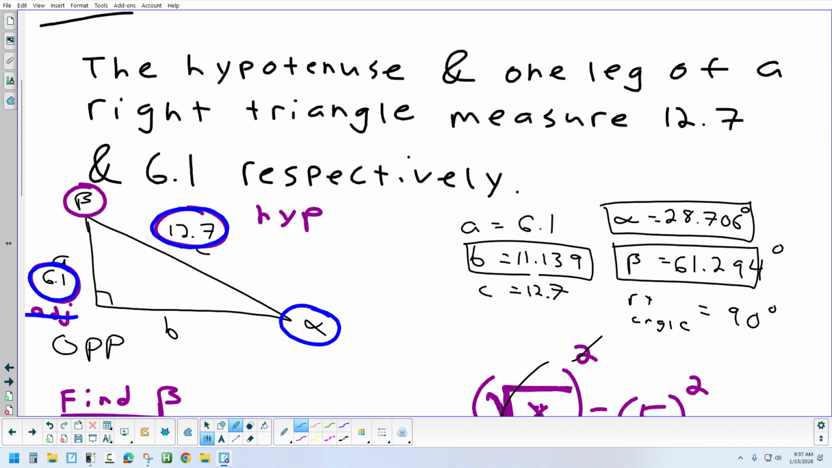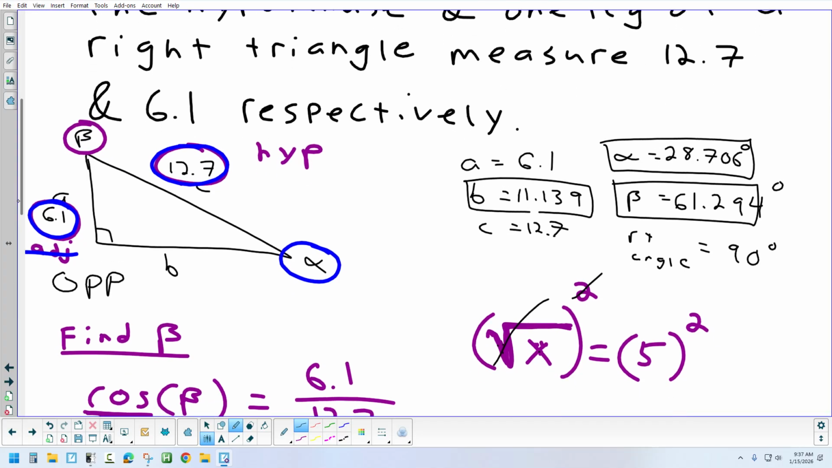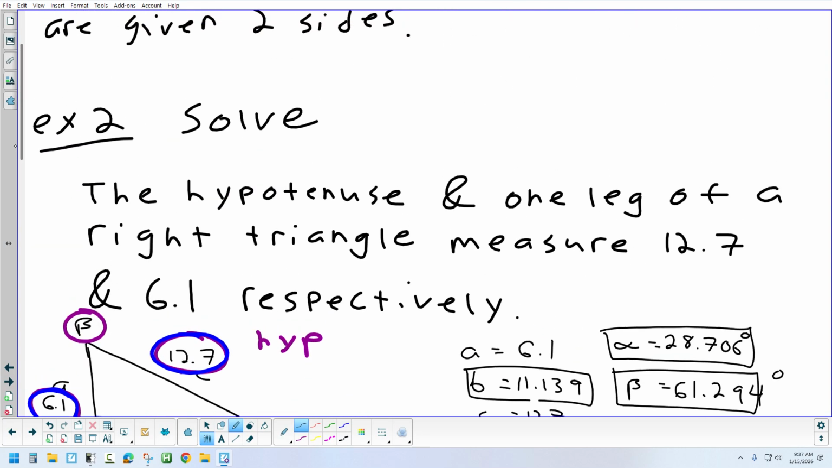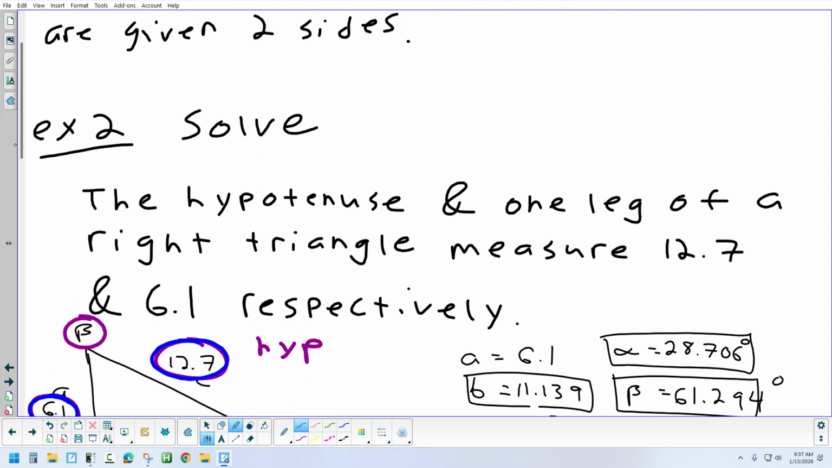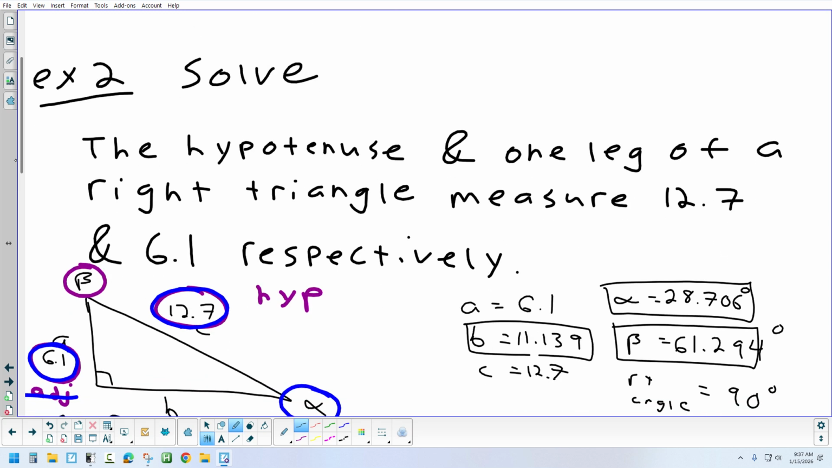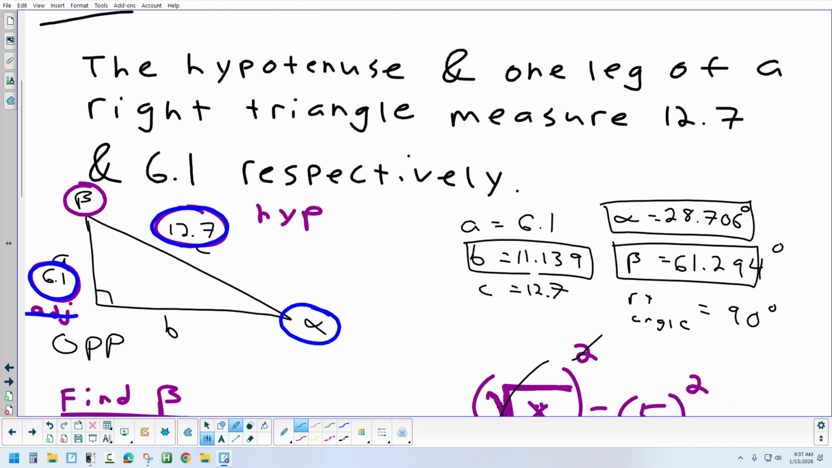Any questions on that? Okay, so that's the other type, where you start with two sides. Anytime you start with two sides, you're going to have to use inverse trig. There's no other way to do it. Anytime I start you with a side and an angle, you will never need inverse trig.